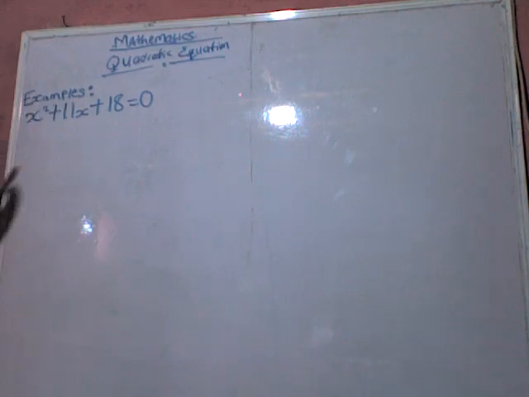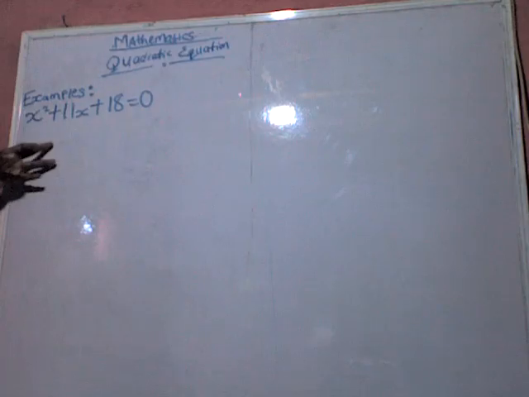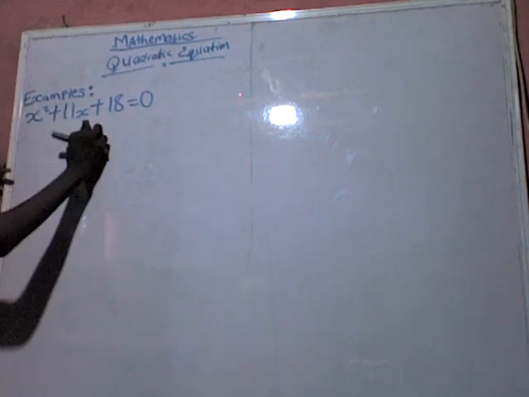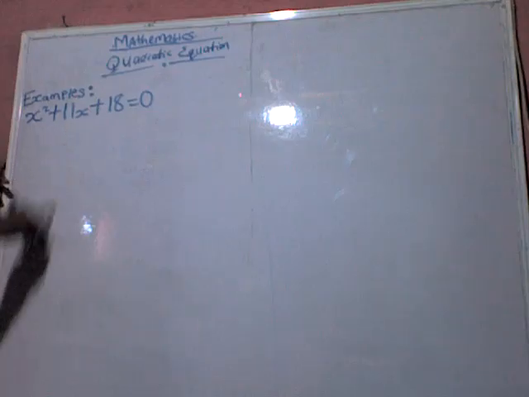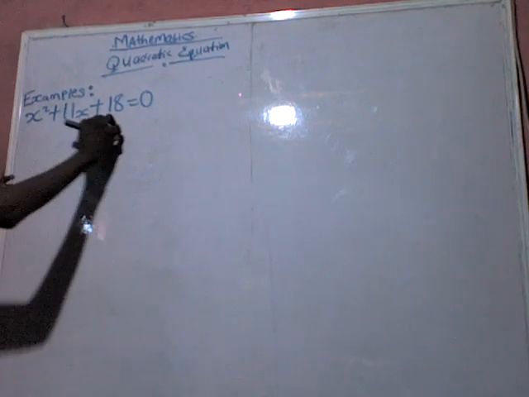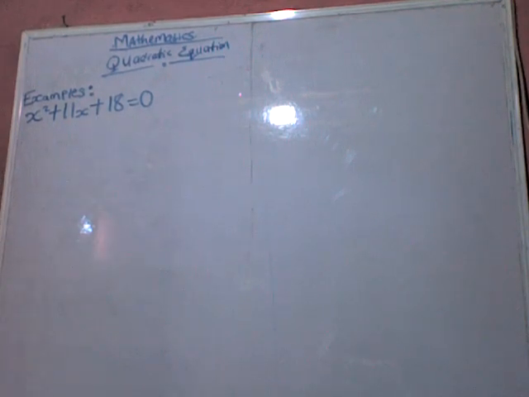So the first thing you have to do to solve this question is to think of two factors which you will add together to give you 11, and then when you multiply them, it will give you 18. So those two factors are 9 and 2. So 9 plus 2 is 11, and 9 times 2 is 18.